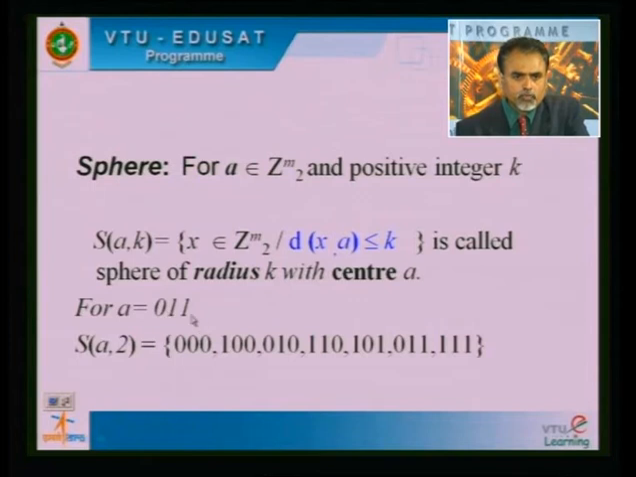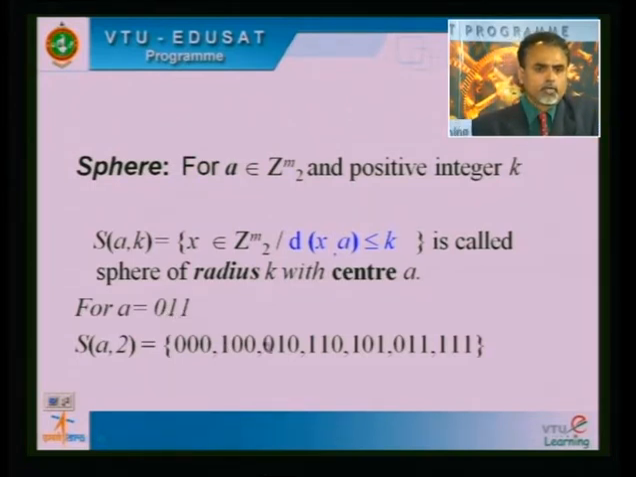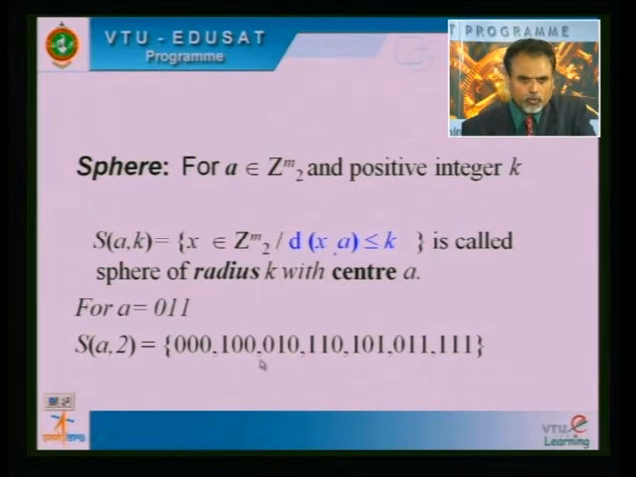2, because they differ in only two places. And if you take the third one, the distance is 2. If you take the fourth one, the distance is 2. So 1, 2, 3, 4, 5, 6, 7. So in all these cases, the distance is 2. This set itself is known as a radius.